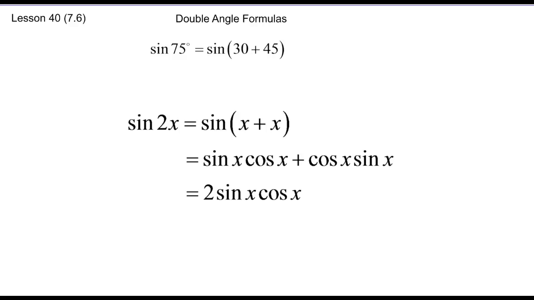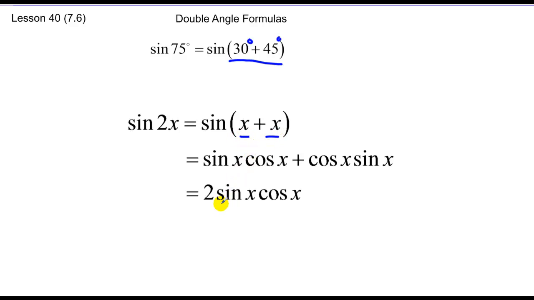Today we're going to jump into double angle formulas. Now what I've got initially for you is our example of sum and difference. If we want to take and add two different angles, 30 and 45, we'd use the sum: sine, cosine, cosine, sine.